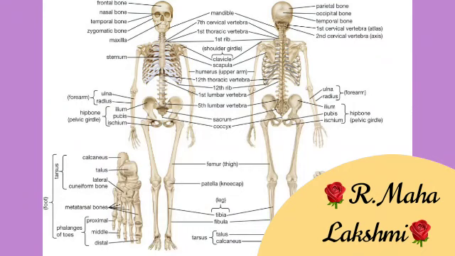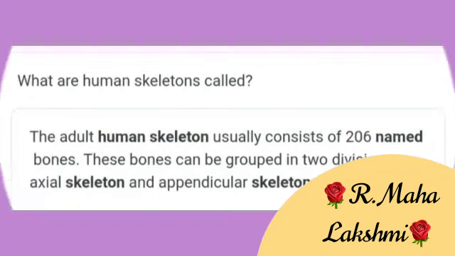Today we are going to learn about human skeleton. What are human skeletons called? The adult human skeleton usually consists of 206 named bones. These bones can be grouped in two divisions, axial skeleton and appendicular skeleton.